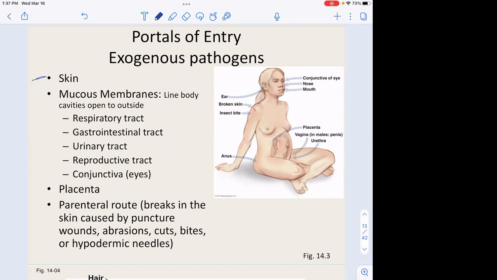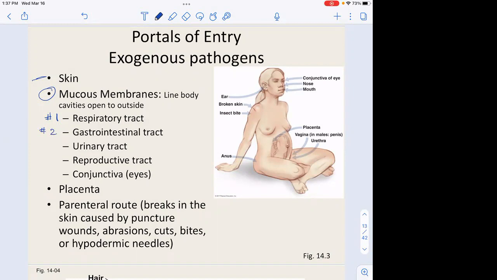The most common portal of entry by far is at our mucous membranes. Basically they line all the body cavities that are open to the outside, places like the respiratory tract, our mouth, our nose. The respiratory tract is by far the most common portal of entry. We have defenses there, but they're maybe just not quite as good. And probably the second most common is the gastrointestinal tract, all right? So things we swallow.